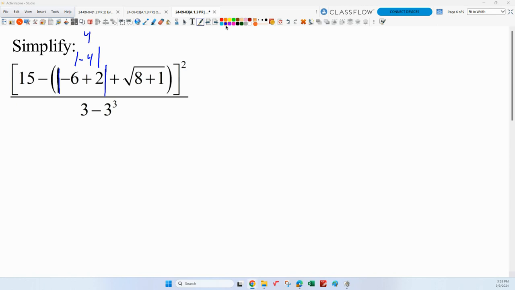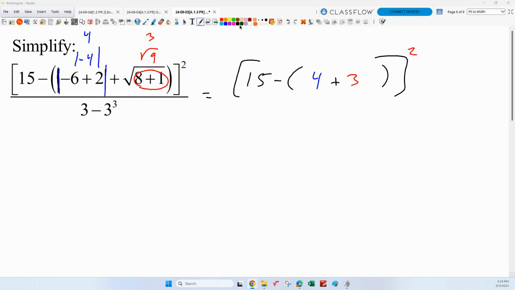How about this stuff? Let's look over here. Inside, I think this part went better. Inside the square root, 8 plus 1 is? 9. So the square root of 9 simplifies to? 3. Okay, now that's looking a ton better. Now look what we get. On the top, inside the brackets, we've got 15 minus, in the parentheses, that just became 4, plus 3. And then everything in the brackets ultimately is being squared, right?